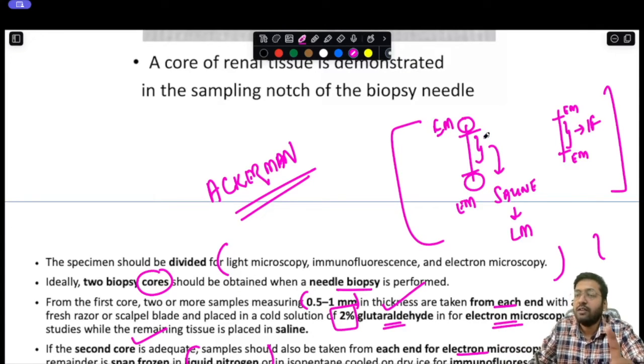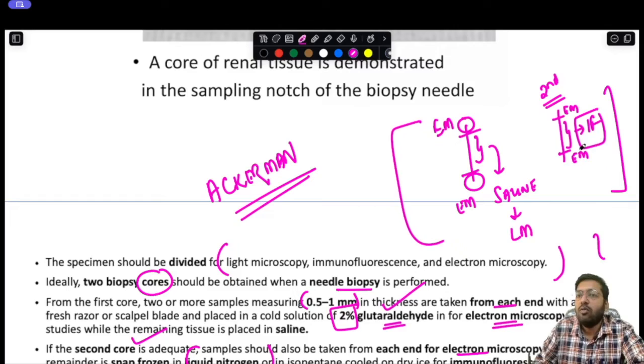So what is the source? From the first core, both the ends go for electron microscopy, and the remaining part goes for light microscopy. From the second core, both the ends should be used for electron microscopy, and the remaining part should be used for immunofluorescence.